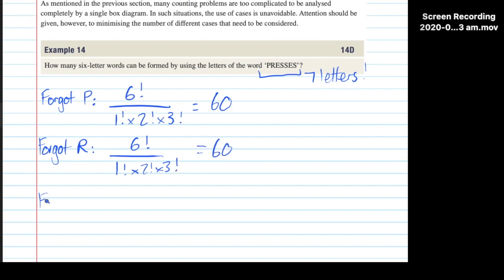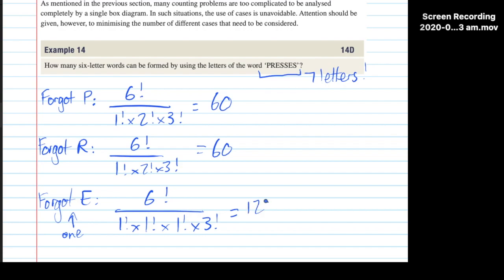If we forgot an E, and this is just one of those E's, by the way, not both E's, forgot one E. 6 letters. We've got the P, the R, the E's. So we've got 1 of the E's left, and then we've got 3 of the S's left. And that gives us 120.